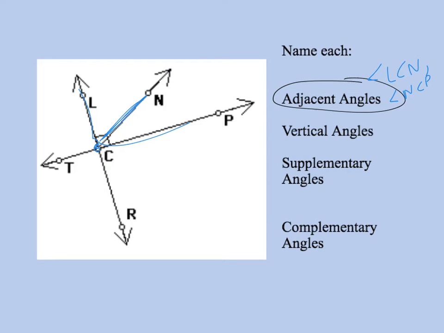Vertical angles are angles that are formed by intersecting lines, and they're angles that are opposite. So I'm going to use those two angles, angle LCT and angle PCR.